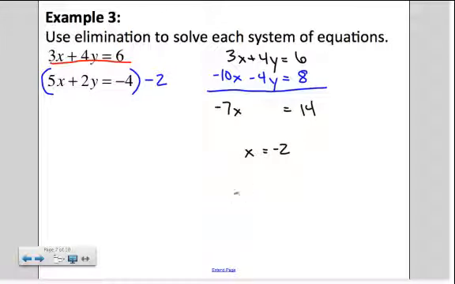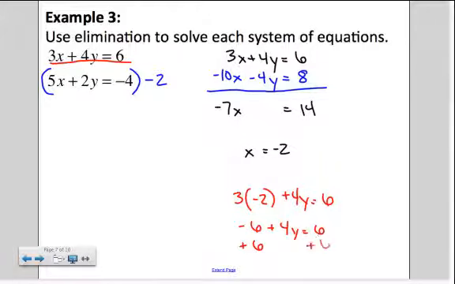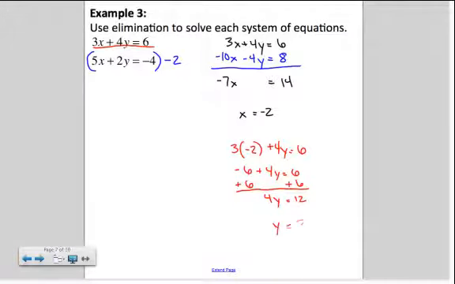It looks easier. 3 times negative 2 plus 4y equals 6. That's negative 6 plus 4y equals 6. I have to add 6 to both sides. Be careful with that. So I have 4y equals 12, which means that y equals 3. So I have the point negative 2, 3.